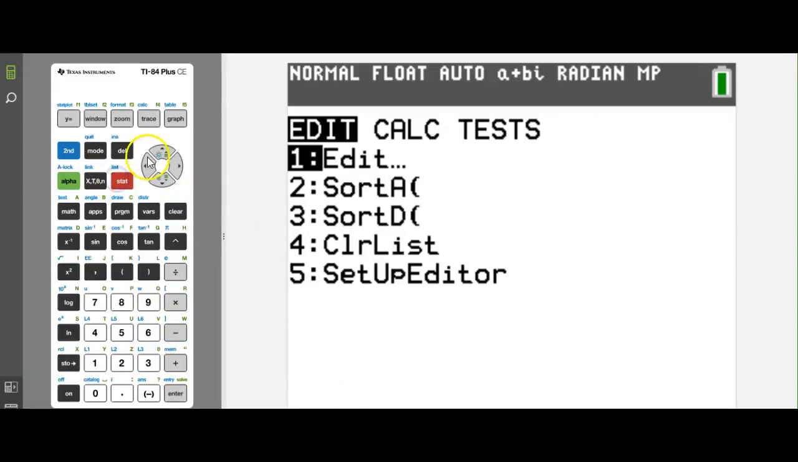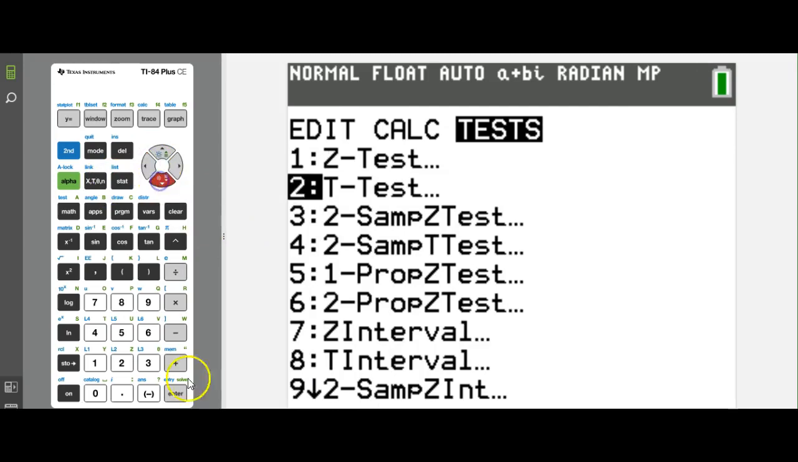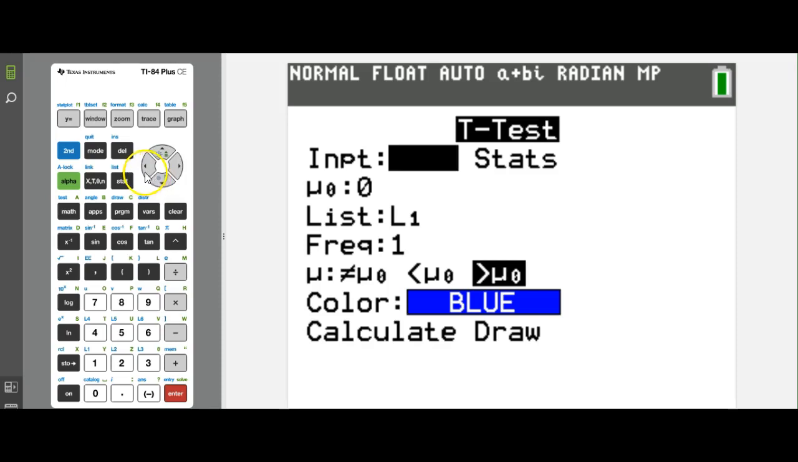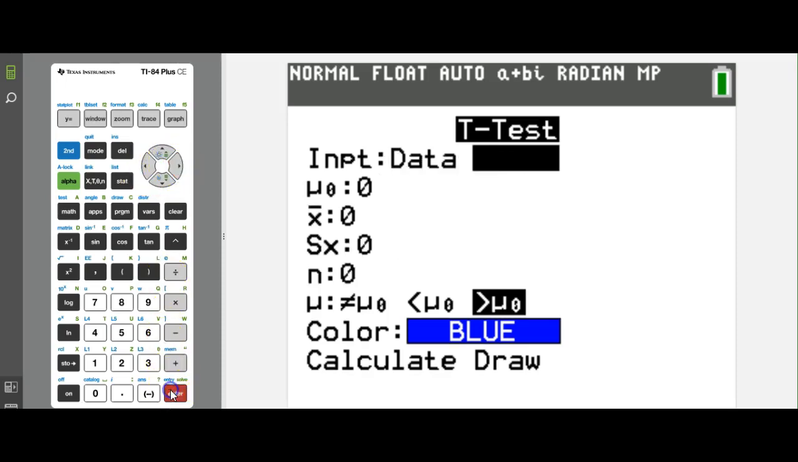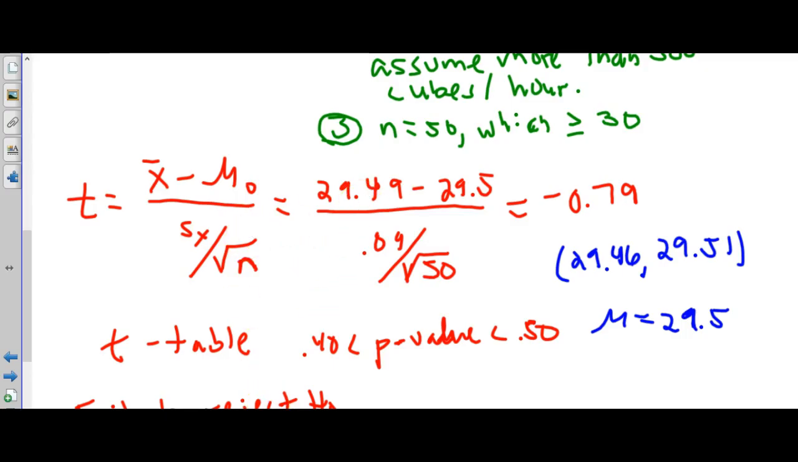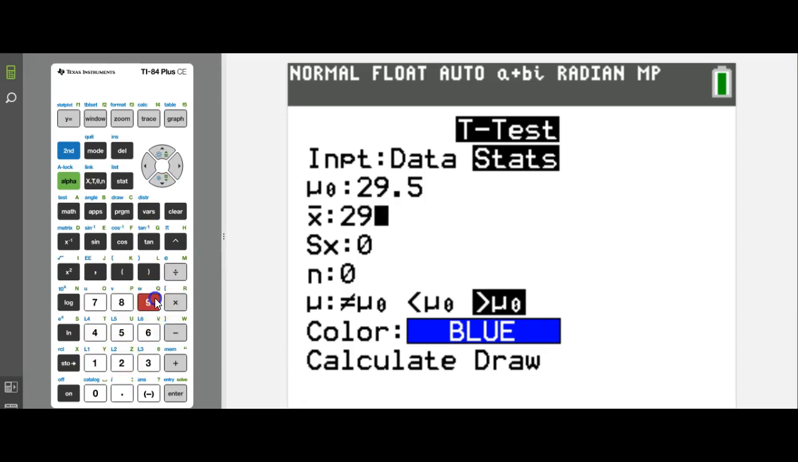So we would go to Stat, Tests, and we would choose t-test. And we don't have the original data, we only have the summary statistics, so let's enter the summary statistics. Here this will be 29.5. That's the hypothesized population mean. Our sample mean was 29.49, I believe. Let me just go back and double check that, 29.49. Our sample standard deviation was 0.09. Our sample size was 50. And we need to choose the two-tailed alternative.